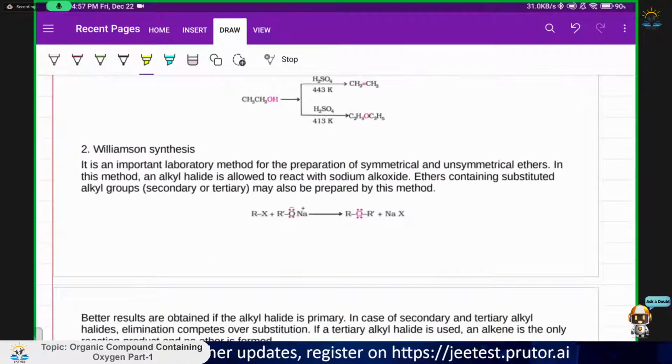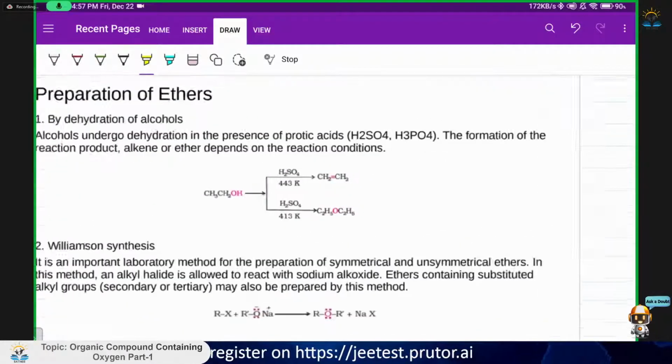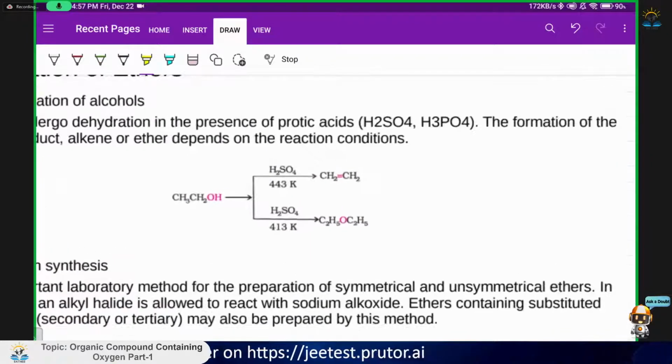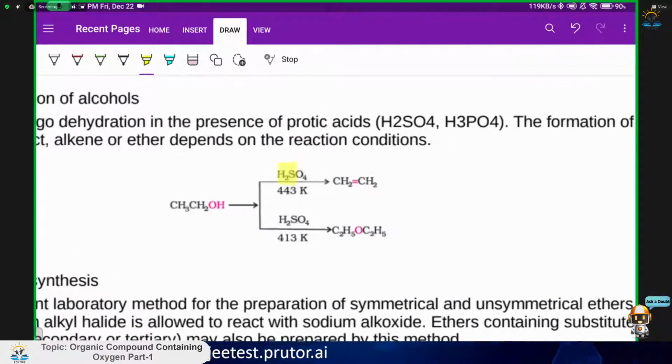Now preparation of ethers by dehydration of alcohols. Here we heat with H2SO4 at a higher temperature. We get dehydration and we get an alkene. But at 430 Kelvin, we get ether.